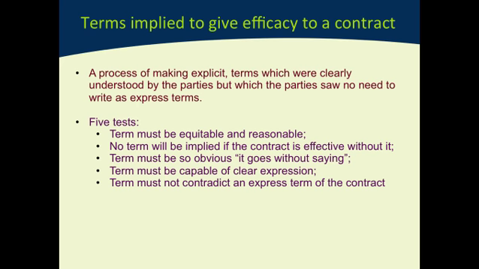Finally, the same test applies here as applied with our last set of rules. The term cannot contradict an express term of the contract. So if there are things in the contract which are actually written into the contract, you're not going to be able to overturn them by calling upon a new implied term which would give, say, greater business efficacy to the contract.